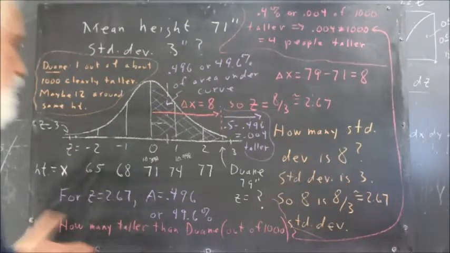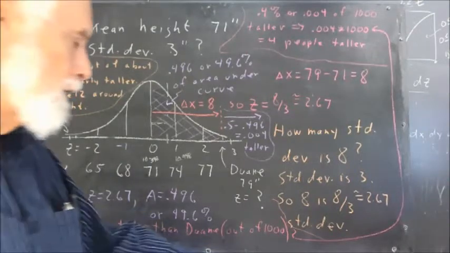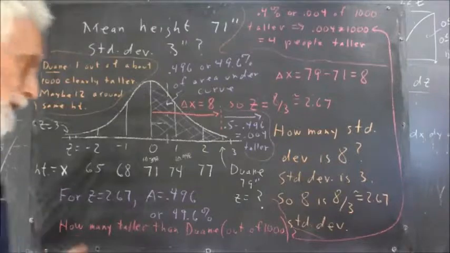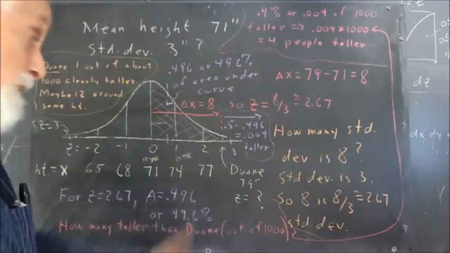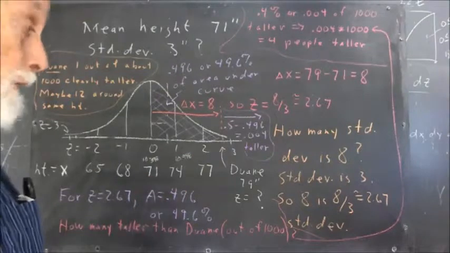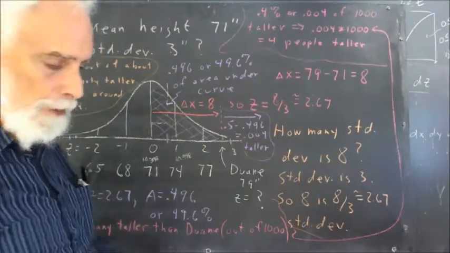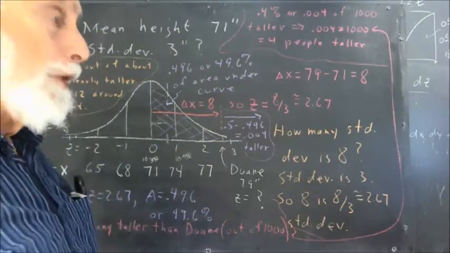Okay, now, again, our question is how many people out of 1,000 are taller than Duane? Now we say 1,000 because Duane's been around campus for a couple of years, and I asked him, how many people do you think you've seen during that time that you would have noticed whether they were taller than you or shorter or somewhere around the same height? He said, well, there are about 1,000 people.